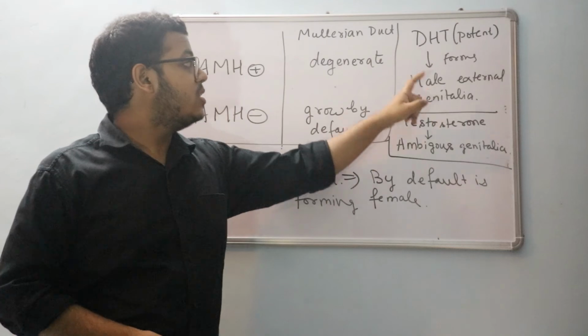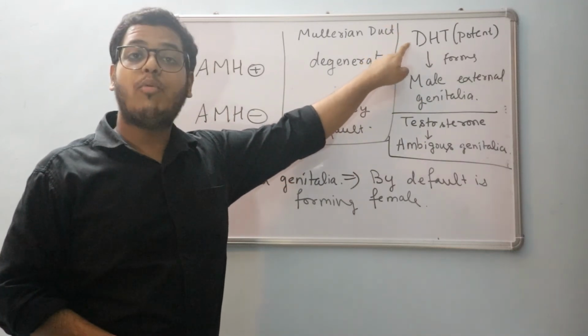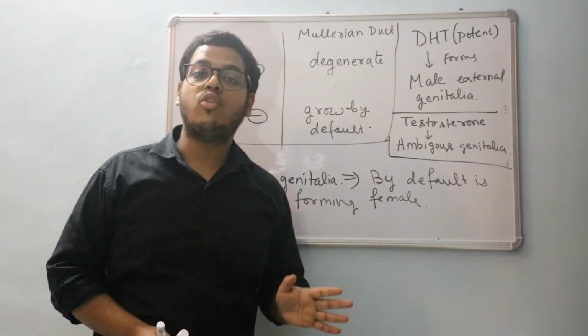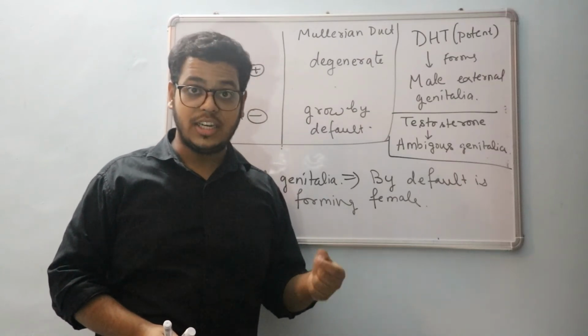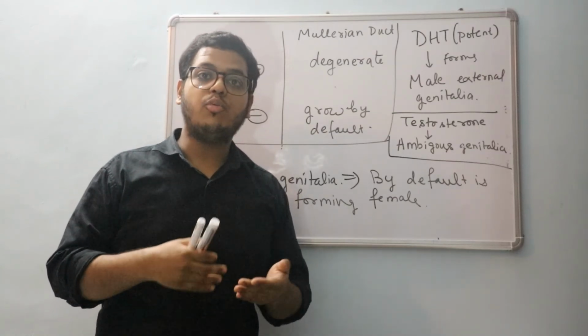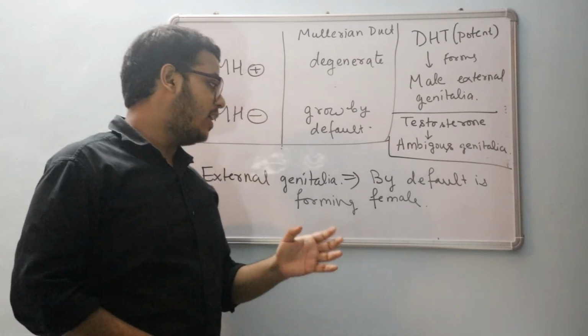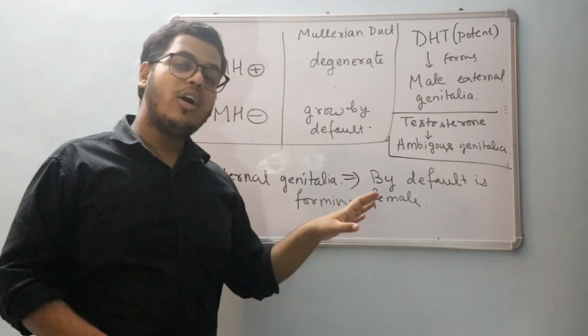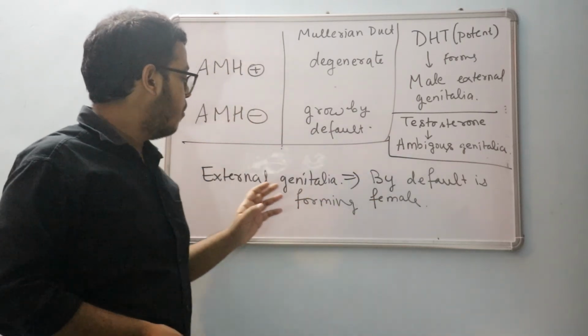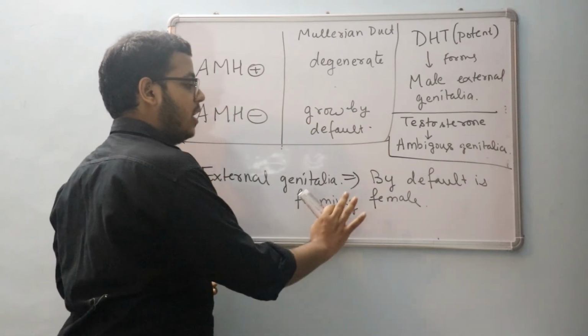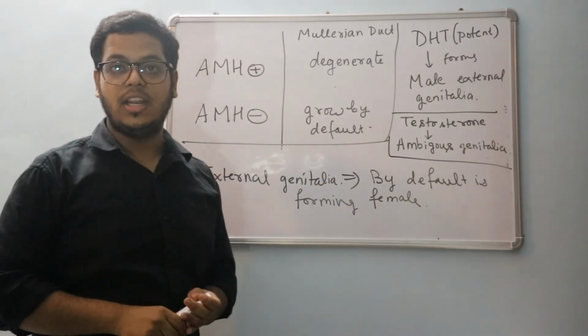Because a very potent androgen, DHT, will be required to make the external genitalia male. Otherwise, in absence of any hormone or even in presence of female hormones, in both cases, the external genitalia will form a female external genitalia.